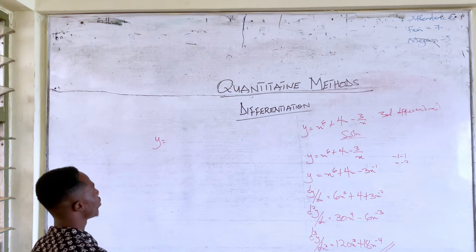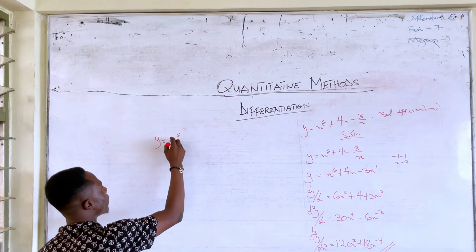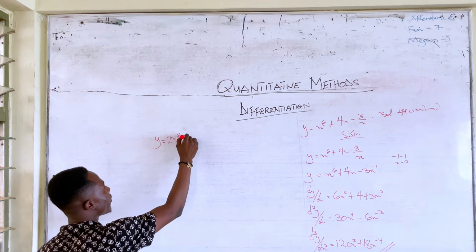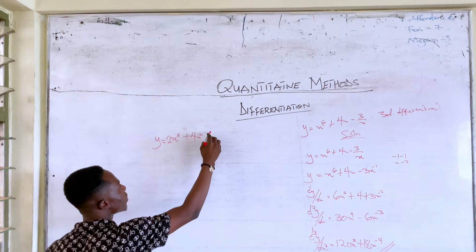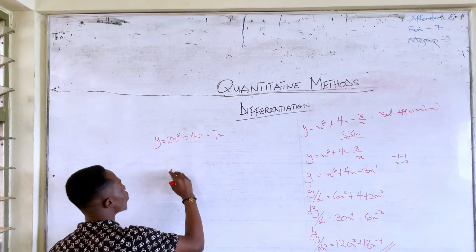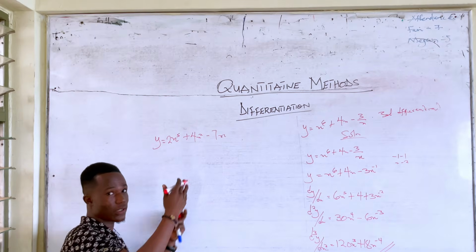This one. y equals, let me say, 2x exponent 5 plus 4x squared minus 7x. So you try this one for me. 7x. Okay, that is how my x is.